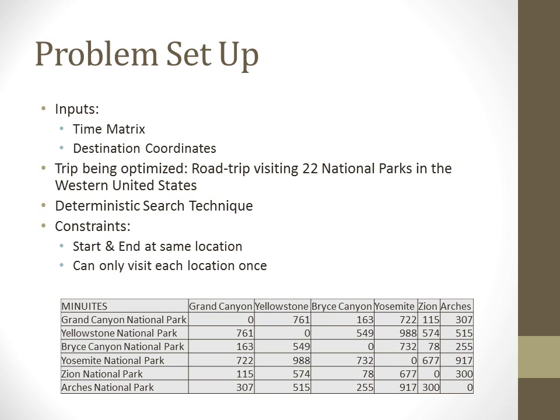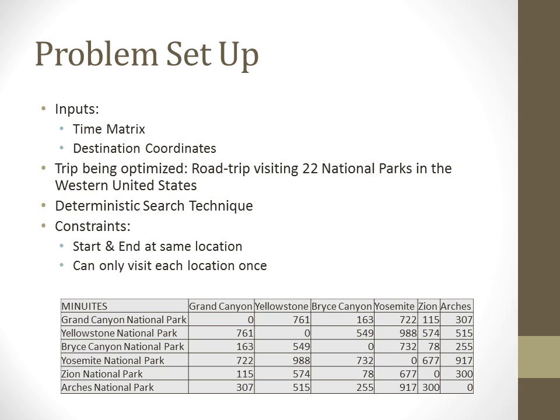So some more problem setup. The inputs to the code are a time matrix and destination coordinates. The time matrix, there's a snapshot of it shown below, and it's just the time in minutes it takes to get from one destination to all the other ones, and the code uses that with its genetic algorithm.